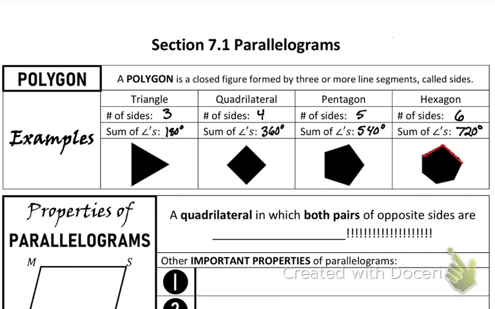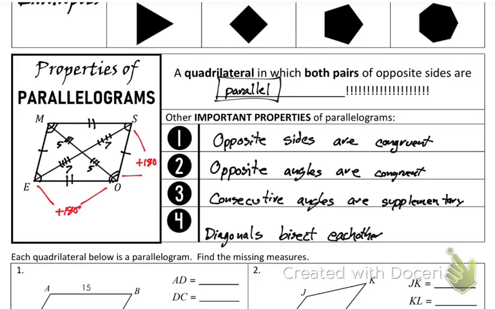But the most important thing is quadrilateral, because this whole chapter, up until spring break, we're talking about quadrilaterals that have parallel lines. If you have a quadrilateral where opposite sides are parallel, you have a parallelogram. That's the one rule you need to have a parallelogram, that opposite sides are parallel.